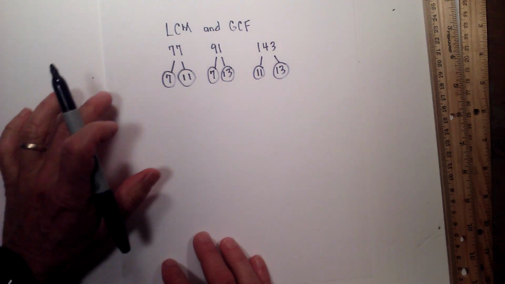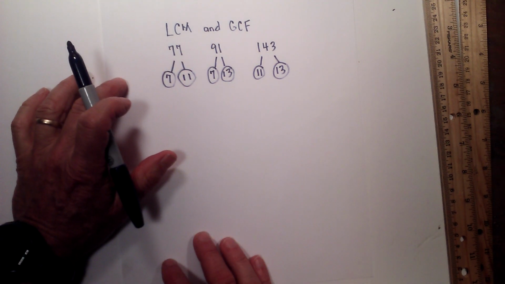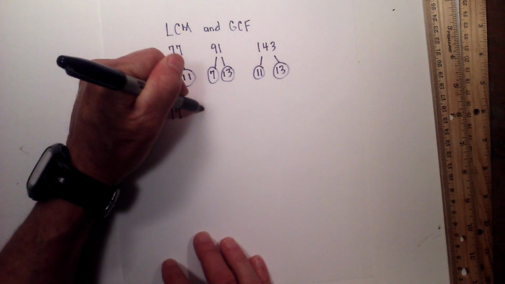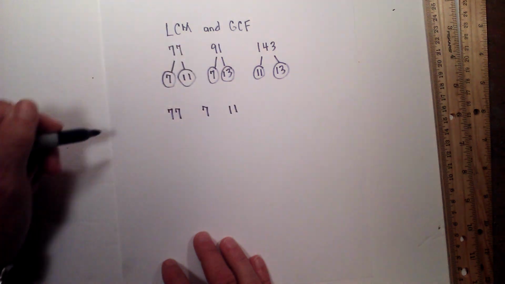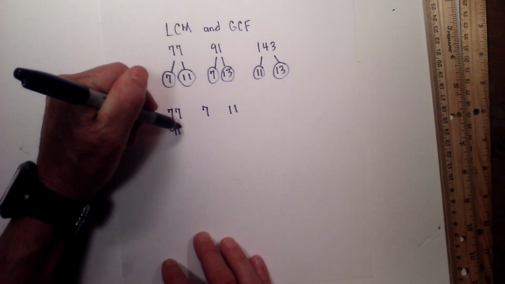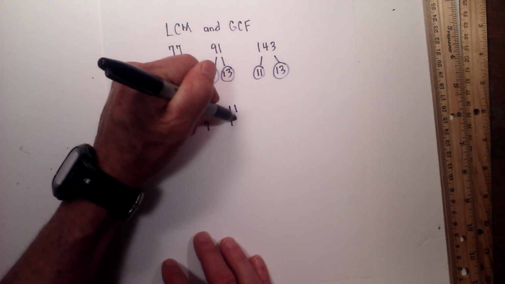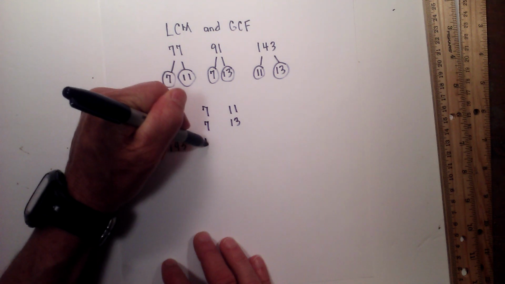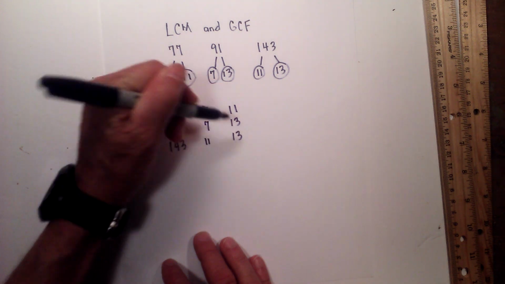So now I have it down to all the prime numbers. And so next, I'm going to write the prime numbers out. We have 7 and 11 for 77. For 91, we have 7 and 13. And then for 143, we have 11 and 13.